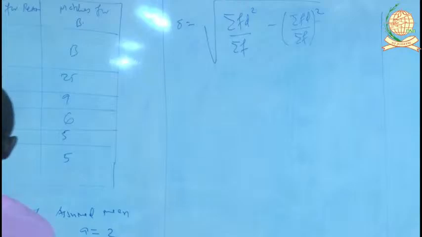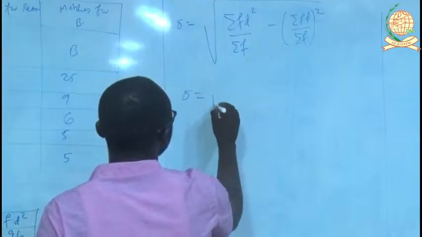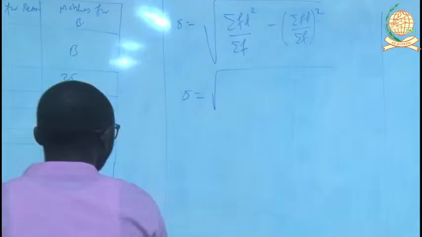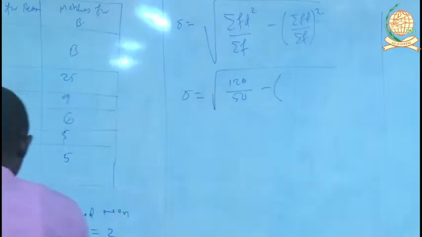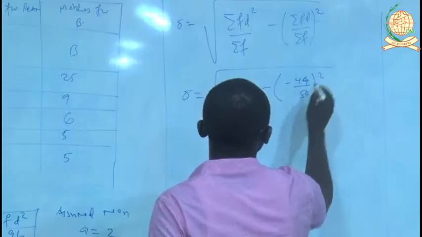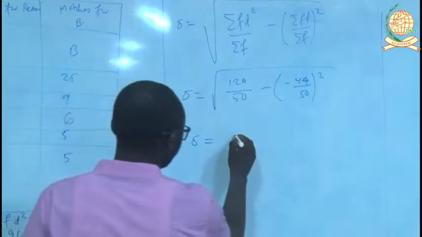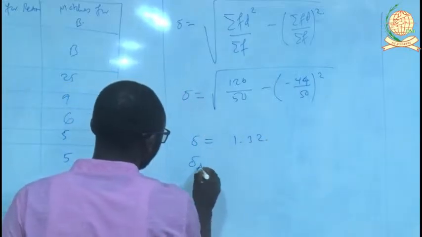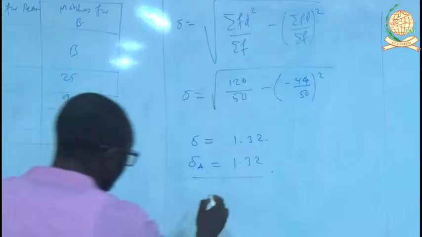So plugging the values in, this is the sum of f, this is the sum of f of D squared, and this is the sum of f of D. So the standard deviation for team A is going to be the square root of sum of f of D squared, which is 126, over sum of f, which is 50, minus sum of f of D, which is negative 44, over sum of f, which is 50. Then this value is squared. Then you can calculate using your calculator. You will get 1.32. So this is the standard deviation for team A. It is 1.32.